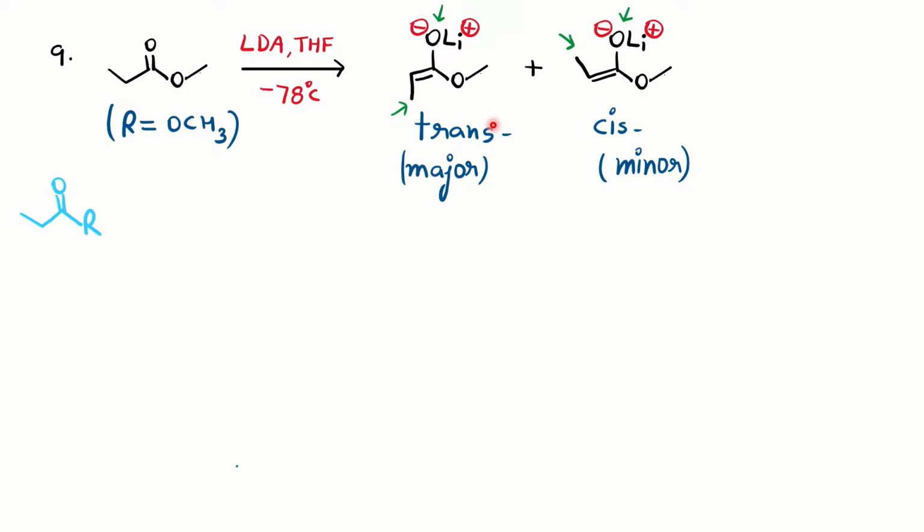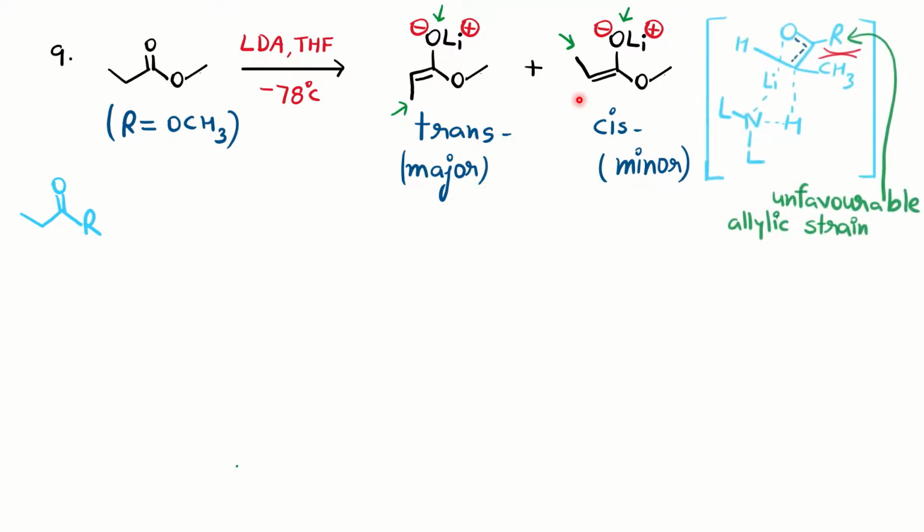Those who are attempting any competitive exam, you don't have time to solve. So if you have written this statement for a small group at the alpha position, you will get trans as the major product. So the justification is given here.